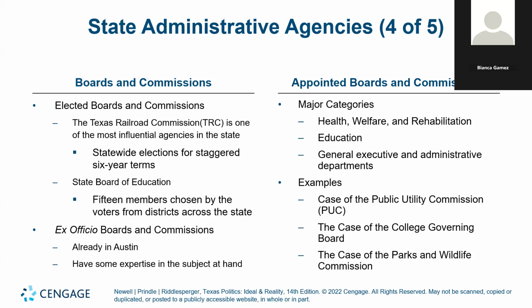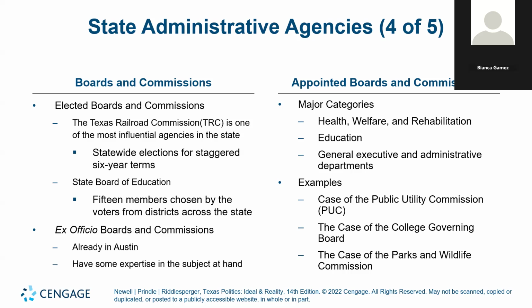So again, statewide elections for staggered 6-year terms, so they don't all get reelected at the same time. Of course, that's what staggered means. And let's go to the State Board of Education really quickly. The State Board of Education is responsible for overseeing K through 12 education, so kindergarten all the way to 12th grade in high school. They're not responsible for higher education. They are responsible for regular public education.